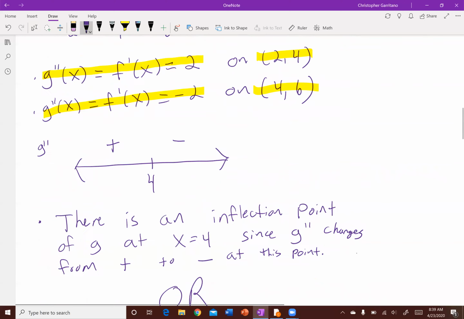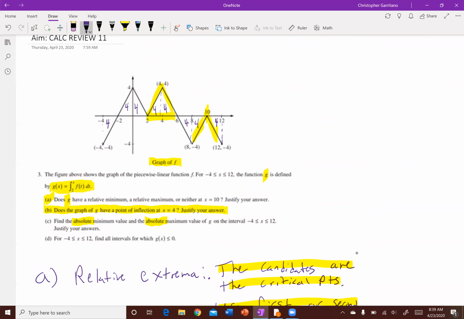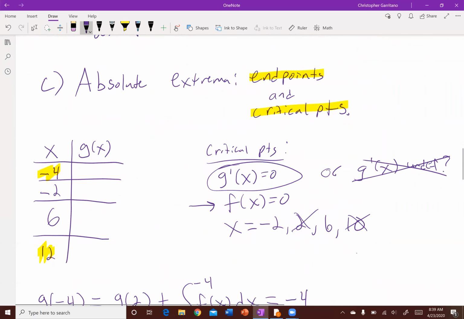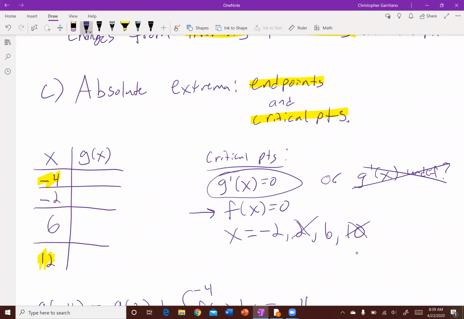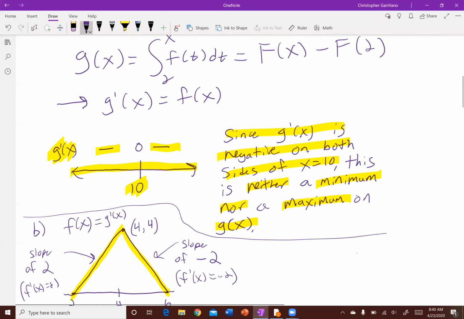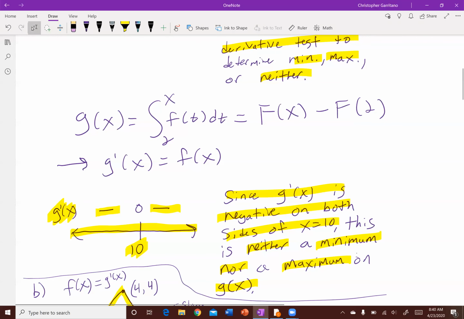Well, going up to the graph, we can see that f of x equals 0 at x equals -2, at x equals 2, at x equals 6, and at x equals 10. So that's a lot of candidates. But we can be wise about this and right off the bat, omit 2 and 10. Now, why can we omit 2 and 10? Well, first of all, in part A, we determined that at x equals 10, g of x has neither a minimum nor a maximum.